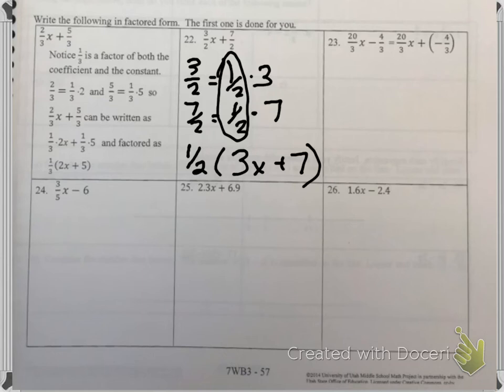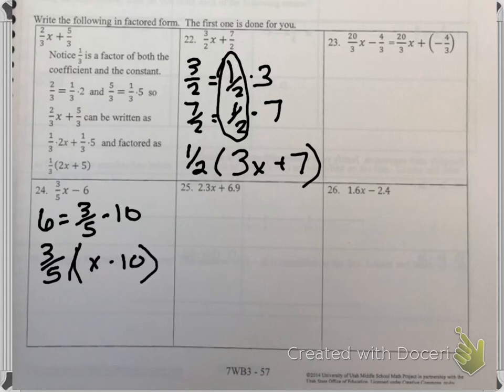For number 22, we have the number 3/5 x minus 6. So I want 6 to be a product of something times 3/5. So something times 3/5 would be 10. 10 times 3/5. My greatest common factor is 3/5. And then you take the factored form. You take the x minus the 10, and that's your factored form.